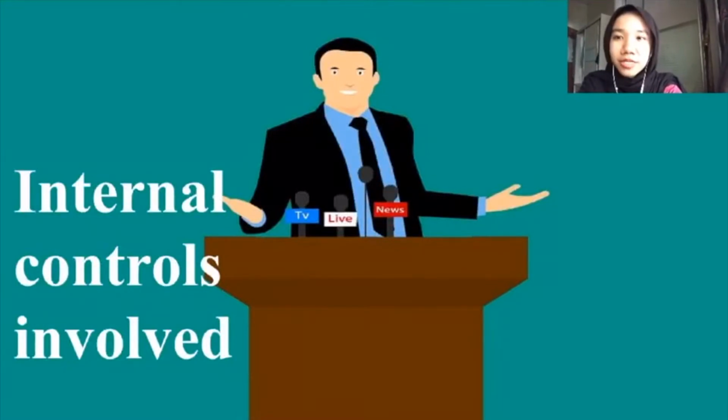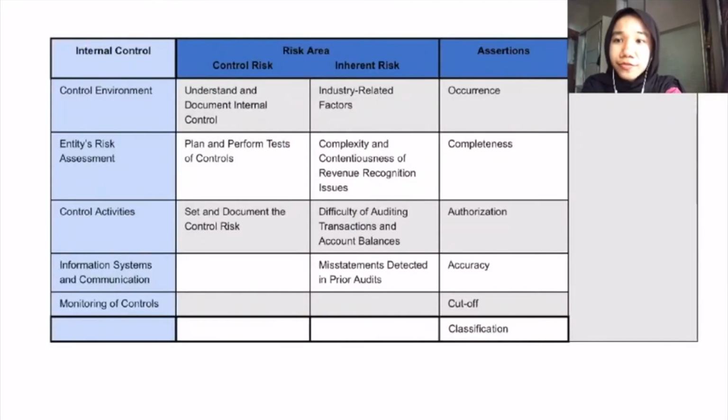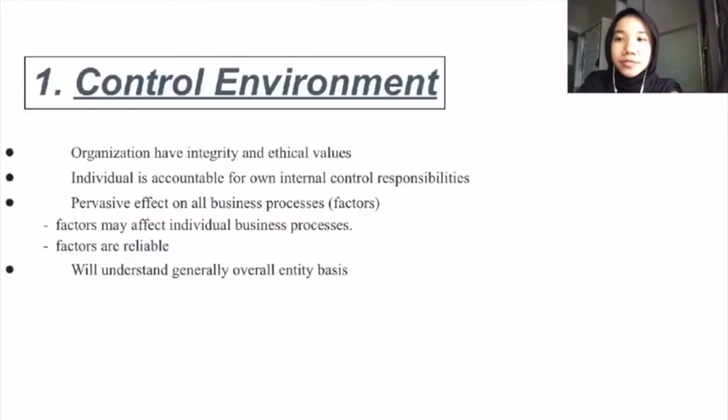Okay, I'll be explaining about internal control involved in revenue cycle. There are a few components like control environment, entity risk assessment, control activities, information system and communication, and monitoring of controls. I'll be explaining it one by one. The first one, which is control environment, where the organization has integrity and ethical values. The individual also is accountable for their own internal control responsibilities. And it also will understand generally the overall entity basis.